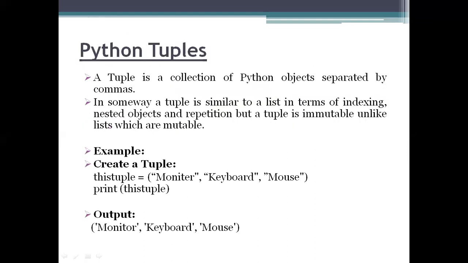Good morning. Myself Sanjeev Kumar, and now I'm going to explain to you about tuples in Python. A tuple is a collection of Python objects separated by commas. In some ways, a tuple is similar to a list in terms of indexing, nested objects, and repetition. But a tuple is immutable, unlike lists, which are mutable. In simple words, lists and tuples are similar, but there is a major difference between them. Tuples are immutable, which means we cannot add, remove, or modify the items of a tuple.